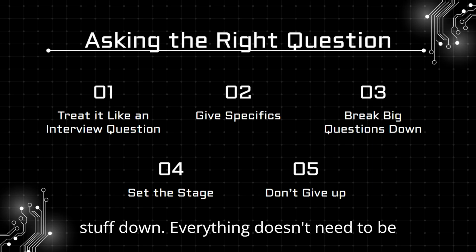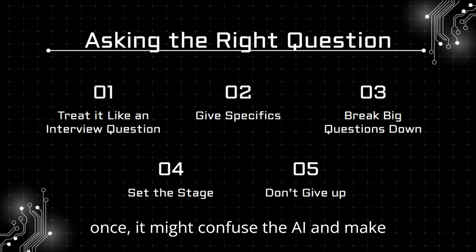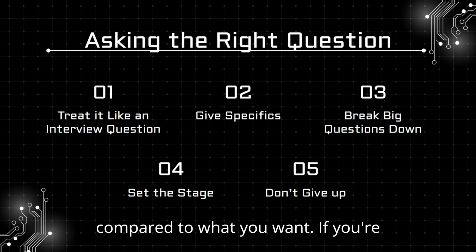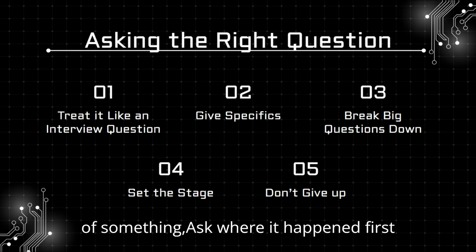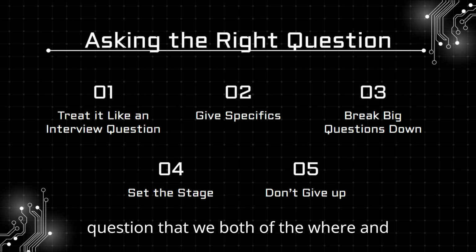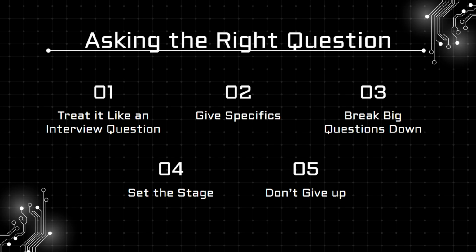Break stuff down. Everything doesn't need to be at once. If you ask too many things at once, it might confuse the AI and make every answer very short and simple compared to what you want. If you're trying to ask between the where and why of something, ask where it happened first, and then move on to why in a different question. That way both of the where and why are answered as best as possible.